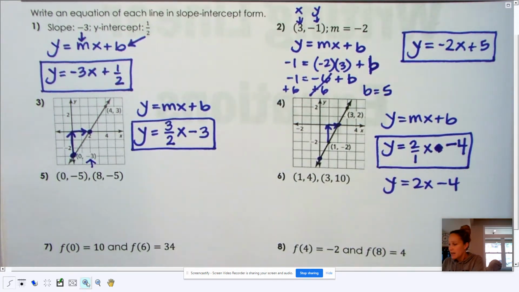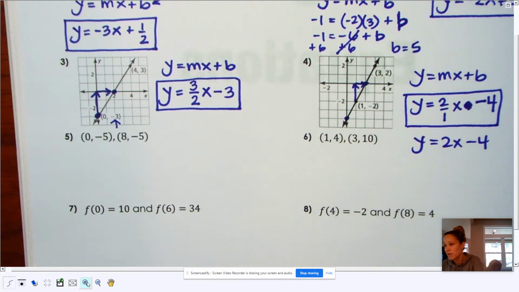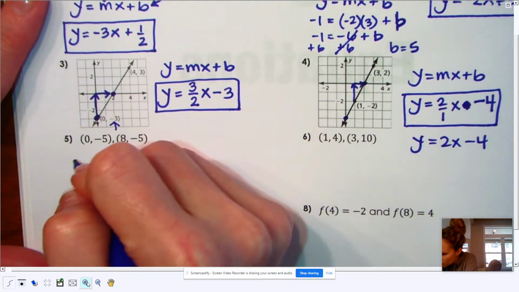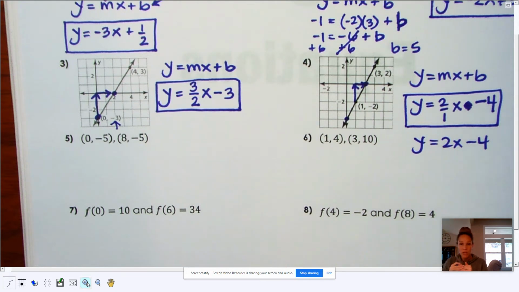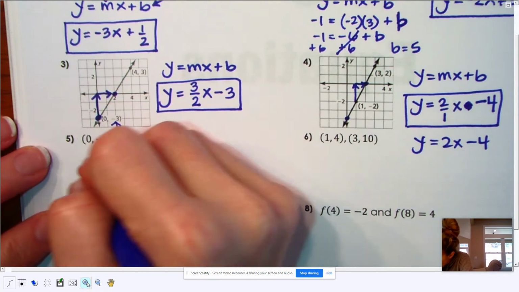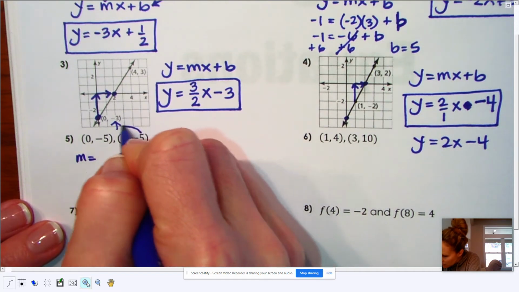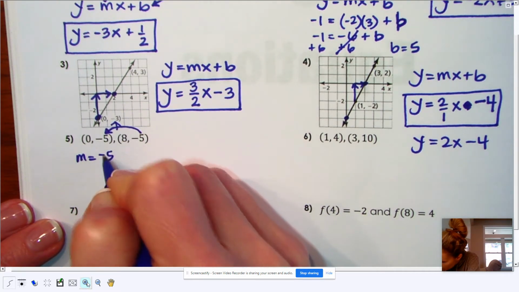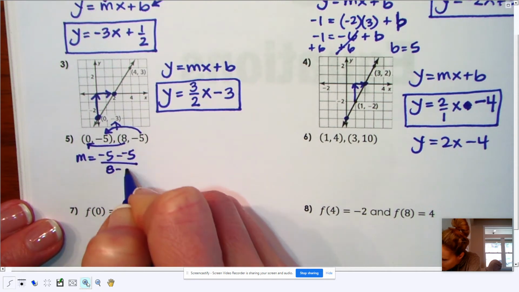Okay, question number 5. Well, all we have is a couple points. So anytime you have 2 points, you can find the slope of the line. And if you guys remember from our previous chapter, the way that I find the slope is I find the rise. How far did it go up? Over how far did it go over? So the vertical change over the horizontal change. So if I'm going to find y, the equation for that would be the second y minus the first y over the second x minus the first x.